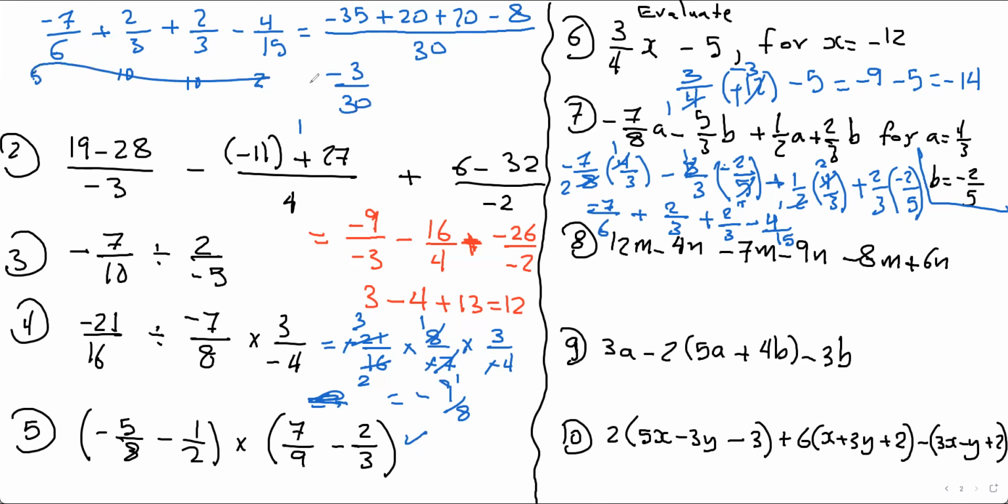Don't think you're going to stop right here. You've got to reduce this. So -3 goes into the top once, it goes into 30 10 times. So I have -1 over 10. And that's your answer for that one.